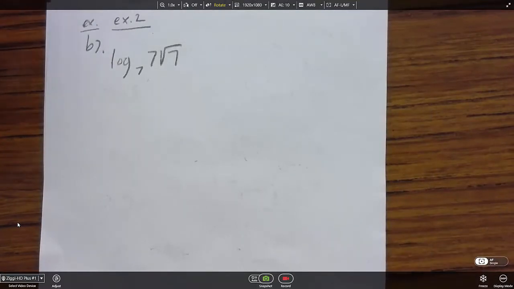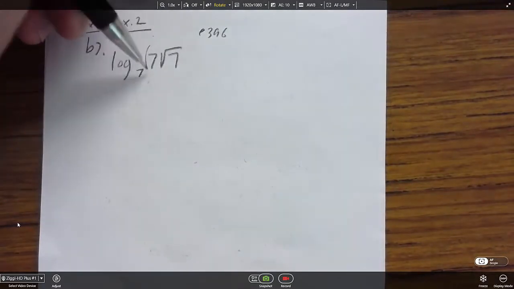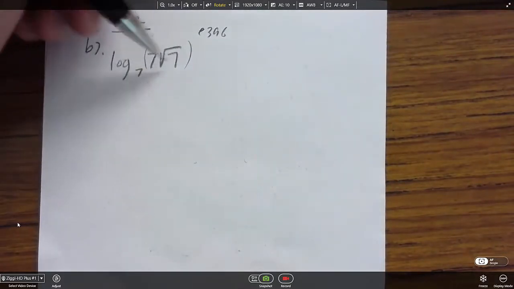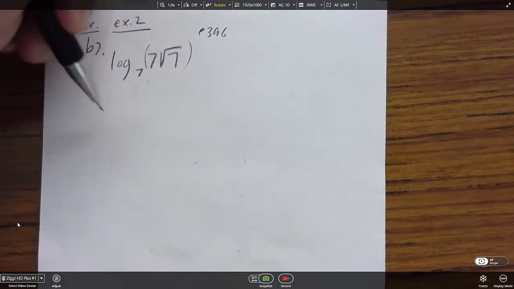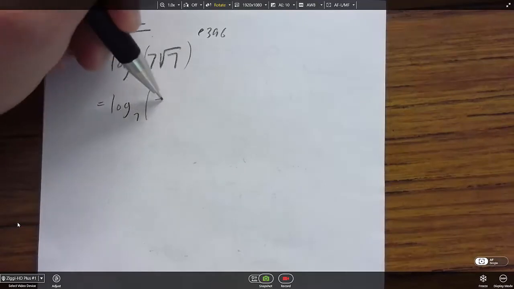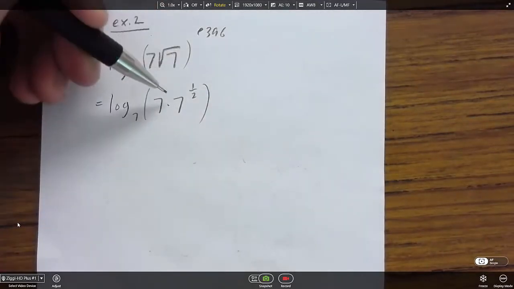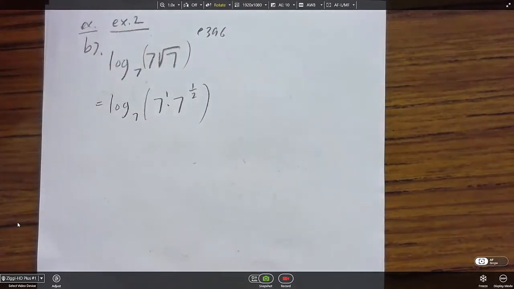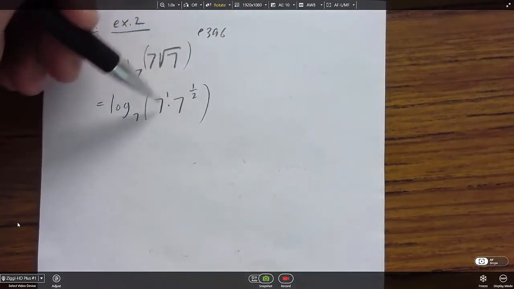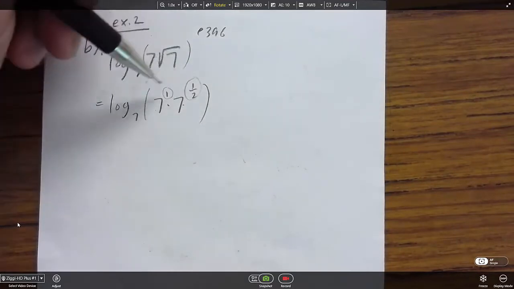Okay, so let's try another question here. This is on page 396. We have example 2b. And as soon as we see some log statement like this, let's rewrite that radical as a fractional exponent. So what we have is log base 7, and this is going to be 7 times 7 to the 1/2. And remember that every number has a hidden exponent 1. And this is where we're going to add exponents. Same base, we have basic exponent laws.